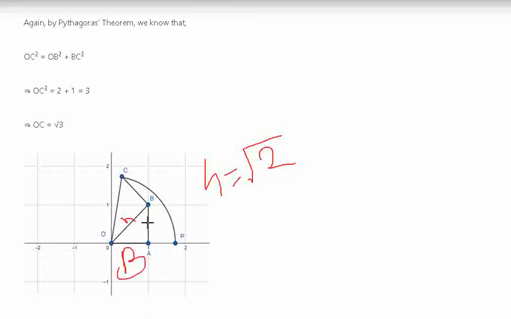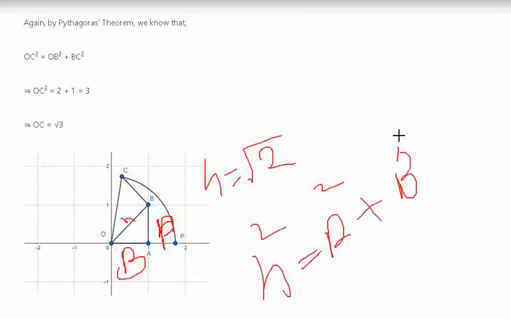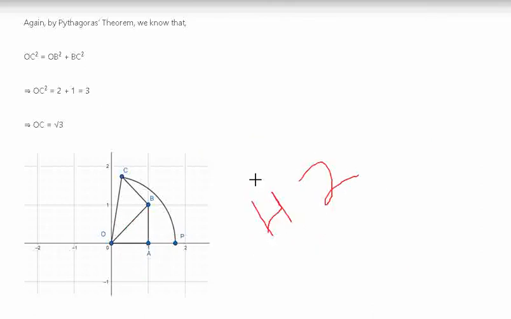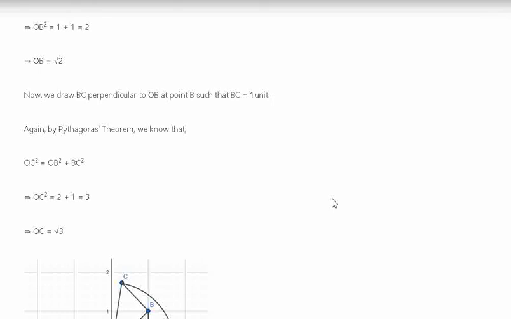This is base, this is perpendicular. We know h square equals p square plus b square. The perpendicular, not height, is what it is called. P square is 1 square, that is 1, and b is also 1 square, that is also 1. 1 plus 1 equals 2. That means h square equals 2, and the value of h equals root 2. Okay, clear guys? That's why the value here is root 2.